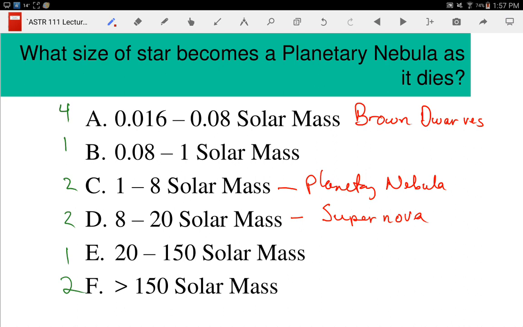So 8 to 20 was supernova. What about 20 to 150? Isn't that like the hypernova? Yeah. Hypernova, those have enough mass that when they die, they'll have a supernova type explosion but become a black hole instead of a neutron star as the core.